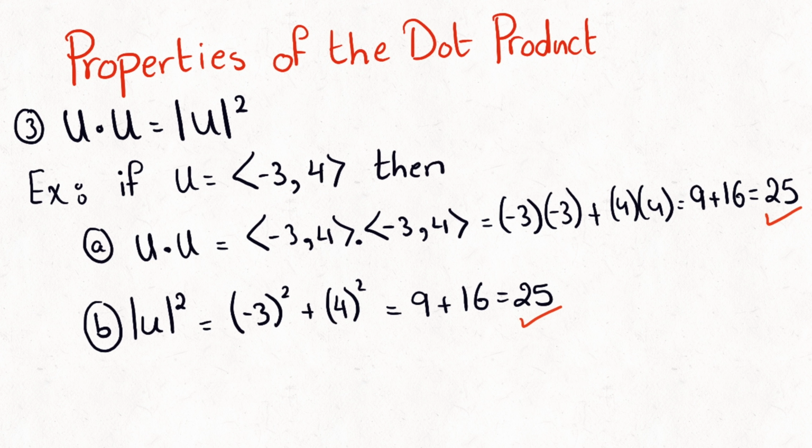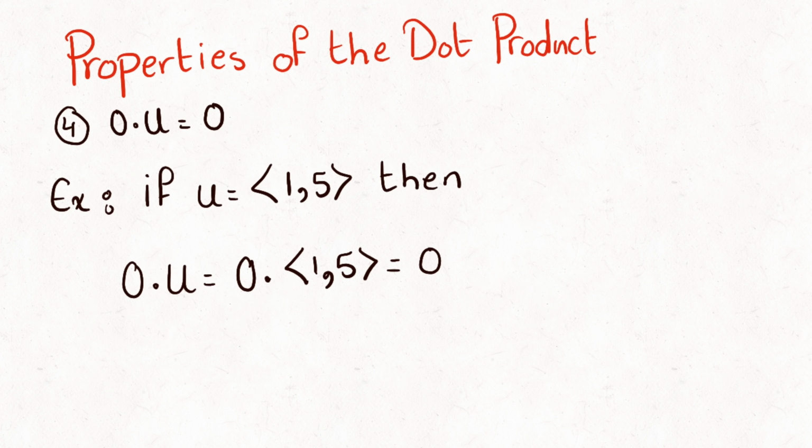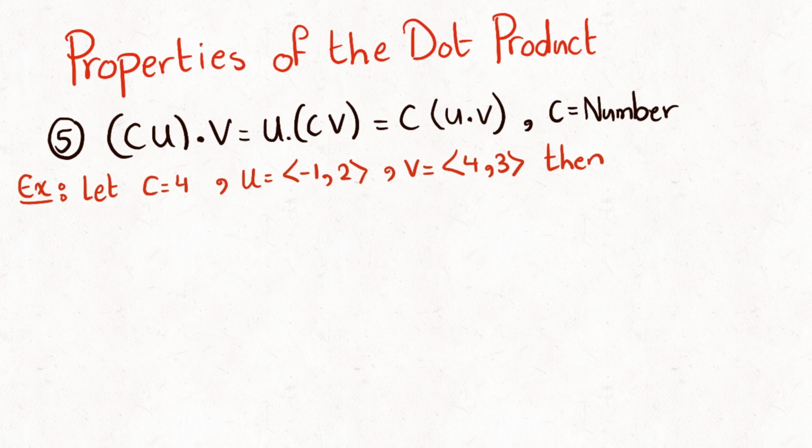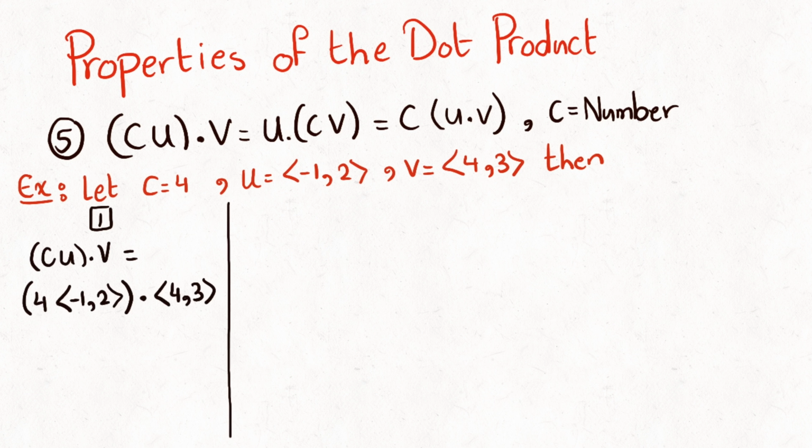Now, the fourth property is about multiplying 0 by a vector. The answer will always be 0. Now, if you have a number c and you are multiplying by the vector, then you have to notice c times u dot v is the same as u dot cv, which is the same as c times u dot v. I'm illustrating the example, and you will see in the three columns they will end up having the same answer.